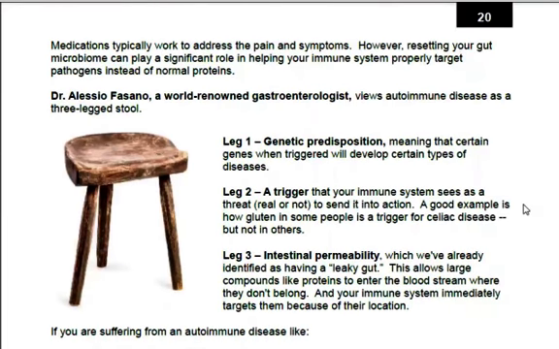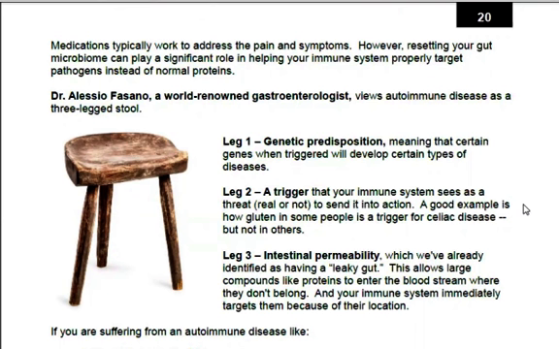And I found this information from Dr. Fasano, who has what he calls the 3-legged stool. And understand the purpose of the 3-legged stool. Again, page 20 is a very important page for you to understand how to properly apply this to the person that you're talking to, especially if they have any type of autoimmune disease.